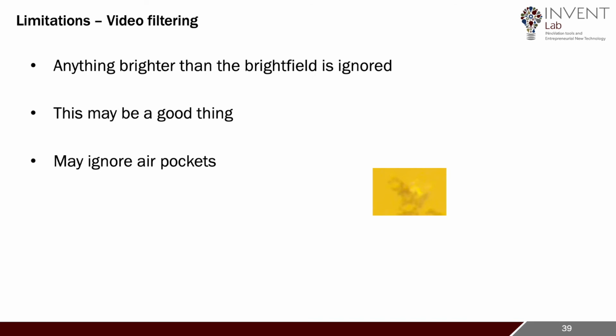Earlier, I had also mentioned the potential loss of information by removing the background. Anything that's brighter than the bright field of the image is basically ignored. However, this may actually be a good thing, because we have reason to believe that lighter spots in many of these images are the indication of air pockets. And so by completely ignoring them, they're not even considered contact by any part of the algorithm, which is a good thing because they're not in any way contact.